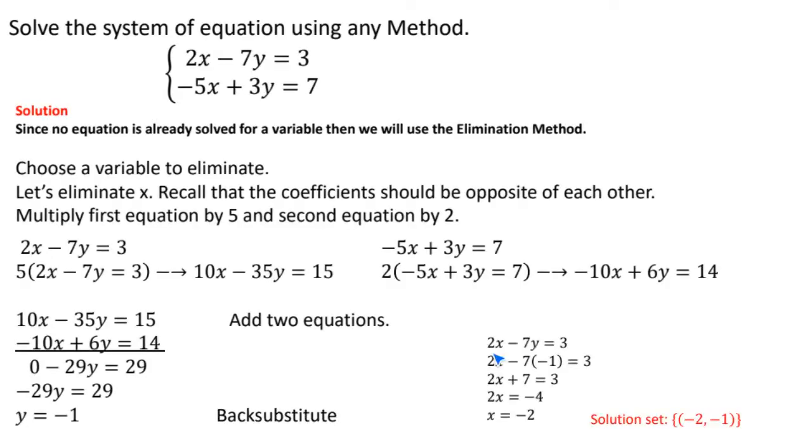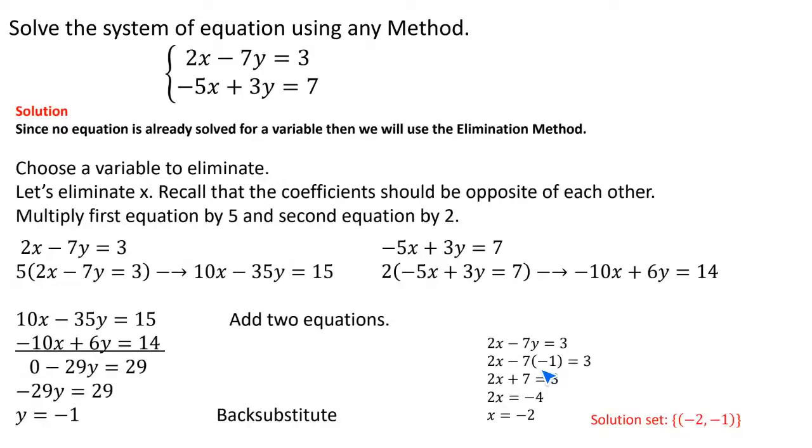Now that I know y, I'm going to find x by back substituting. And I can choose any equation. So I'm going to use 2x minus 7y equals 3. So 2x minus 7, we just said that y is negative 1. So negative 7 times negative 1 is positive 7. Subtract 7, so I end up with negative 4. So we end up with x equals negative 2. And so this is going to be my solution set.